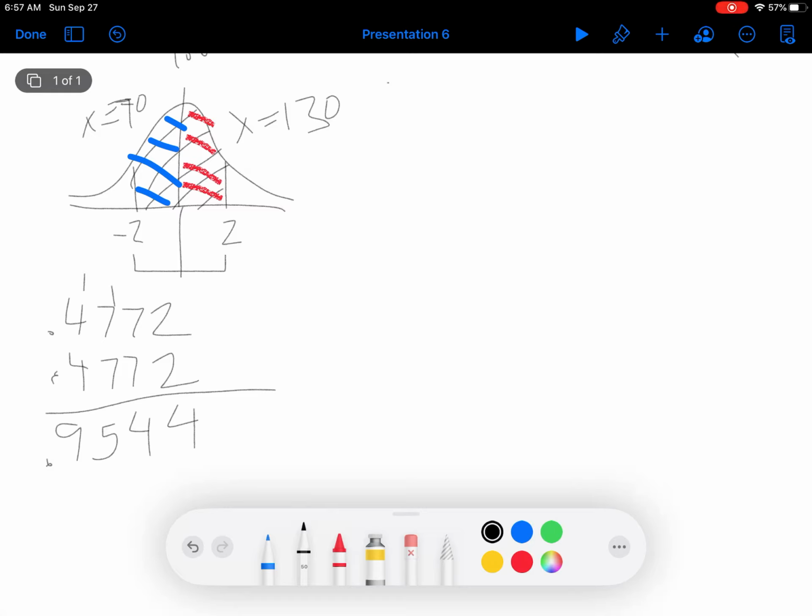So that is how this works. And you could do this with any proportions of the distribution, but it is vital that you sketch it out so that you can catch your mistakes, so that you can really see what you're doing and understand the parts of the distribution you need to find.